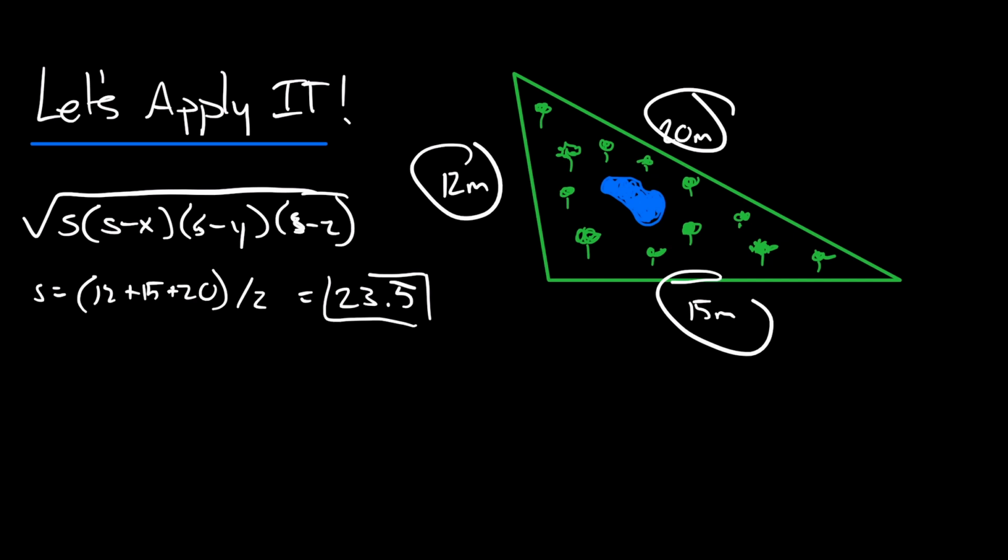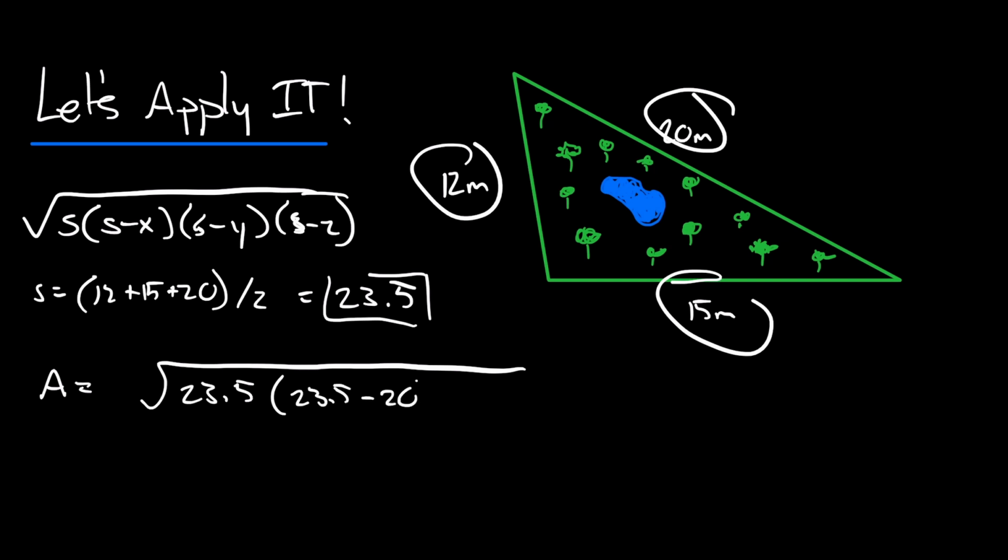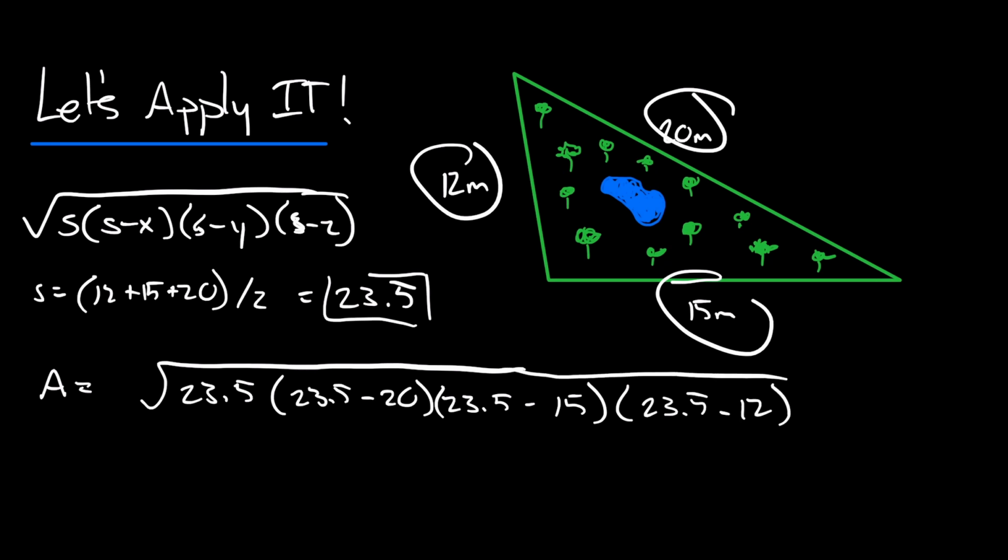Now, all we have to do is substitute the values into Heron's formula. So the area will equal the square root of 23.5 times 23.5 minus 20, 23.5 minus 15, and 23.5 minus 12. Plugging that into a calculator, we determine that the area of the park is approximately 89.67 square meters.